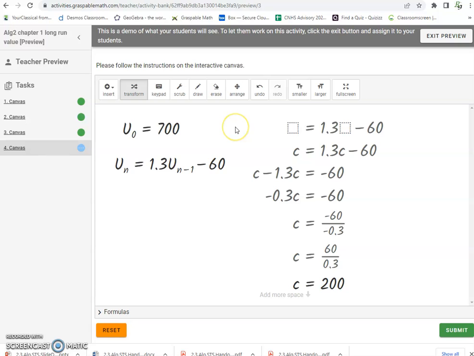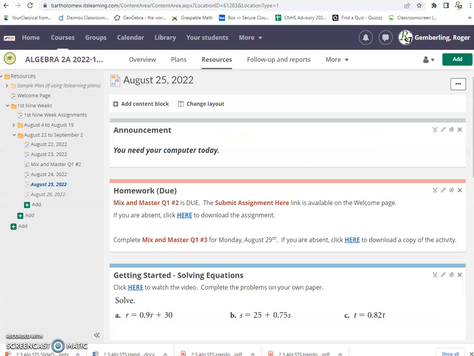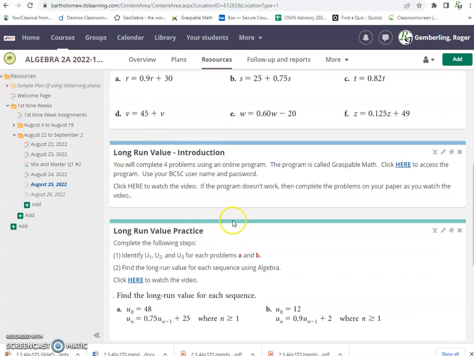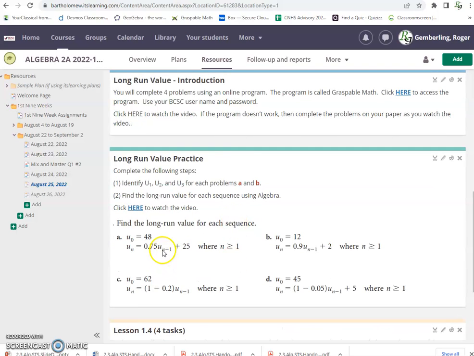So in the next lesson, you're going to apply what we just did in Graspable Math with the 4 problems right here, where you're looking for that long run value. So again, U of n and U of n minus 1 both get replaced with the letter C, and then we solve for the value of C, which is our long run value.